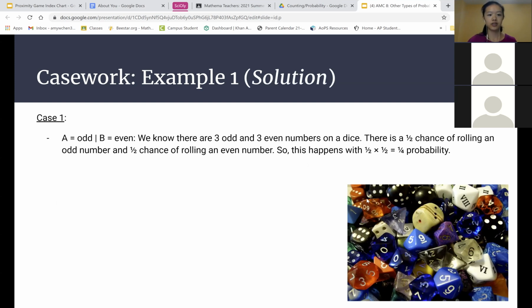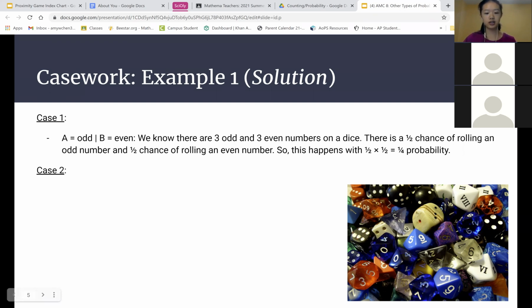So the first case where the first number A is going to be odd and the second number B is going to be even, we know there's like 3 odd numbers and 3 even numbers on a dice. So there's a 1/2 chance of rolling an odd number first, and then there's a 1/2 chance of rolling an even number. So this case would happen with the 1/2 times 1/2, which is 1/4 probability.